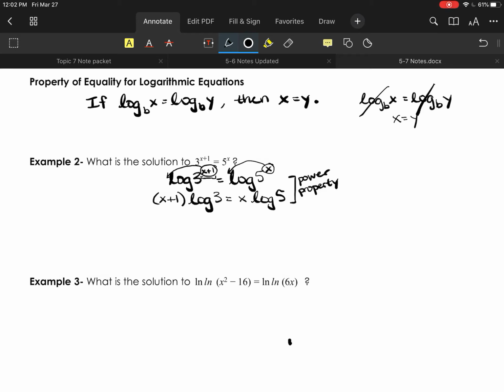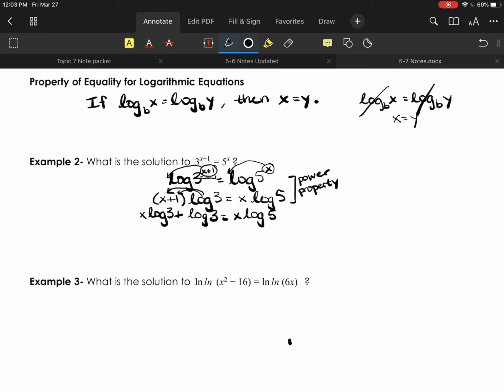Okay, so now what you're going to do is you're going to distribute. What the heck are we distributing? Well, over here on the left side, you have this log 3. I'm going to distribute that inside the parentheses. And I know it feels weird because we're going the opposite direction of what we normally do, but that's totally fine. So this becomes x log 3 plus 1 log 3, or you can just write log 3, equals x log 5.